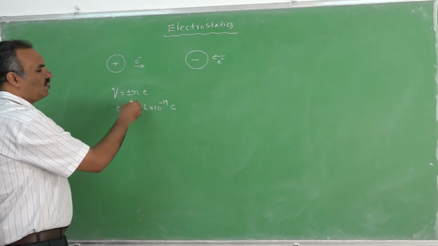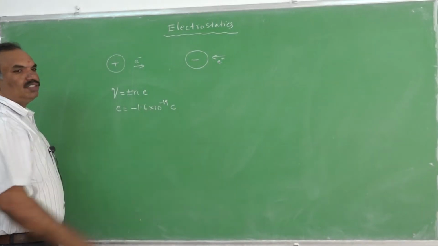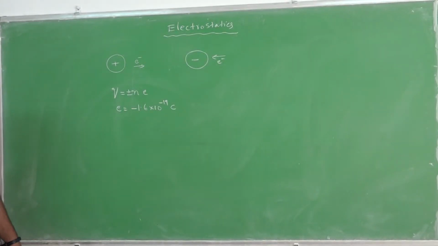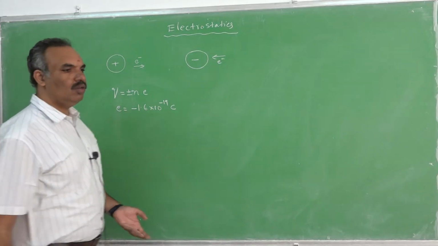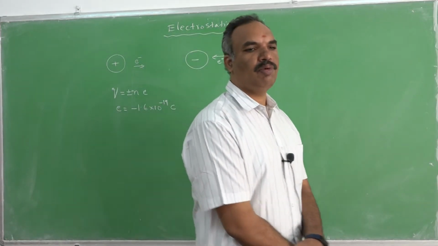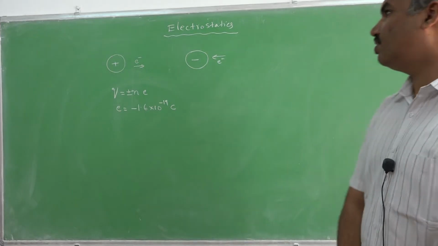Suppose 3 electrons were transferred, that means 3 into 1.6 into 10 power minus 19 coulombs is the charge generated over the body. A body that loses electrons gets positive charge. A body that gains electrons gets negative charge.